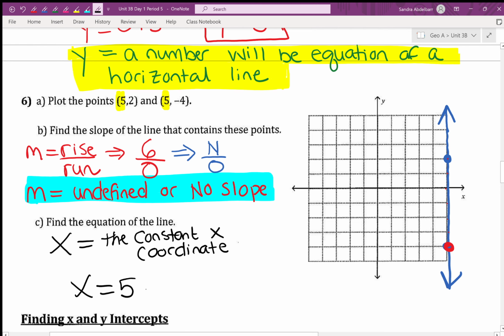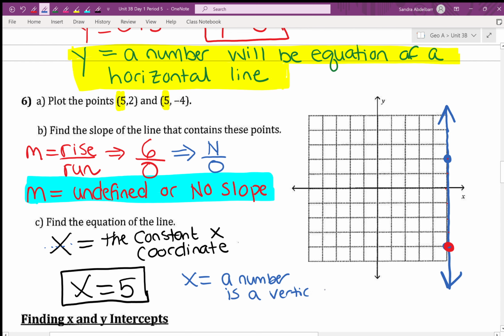Okay, so how do I remember that y equals is a horizontal line, x equals is a vertical line? If you turn the y upside down, doesn't it look like an H a little bit? And if you cut the x in half that way, doesn't it look like a V? So x equals a number is a vertical line, y equals a number is a horizontal line.